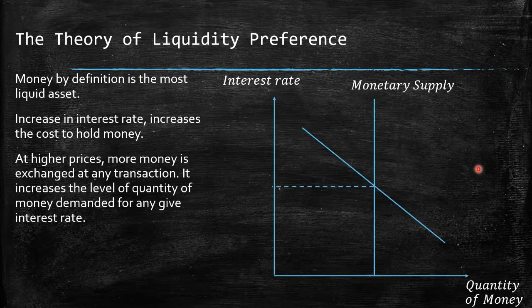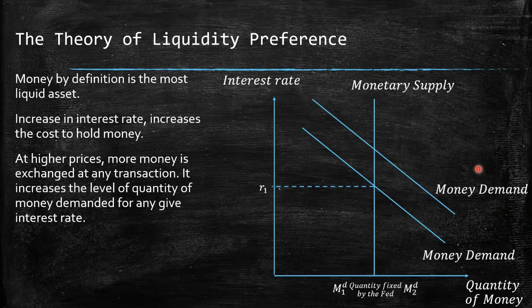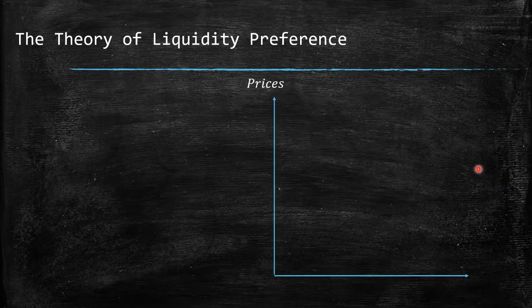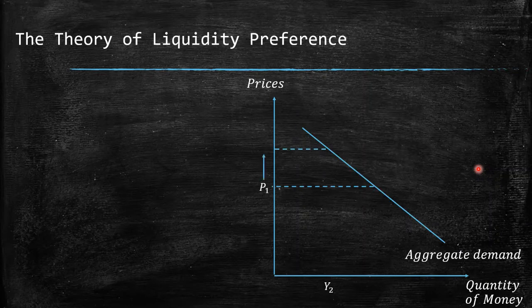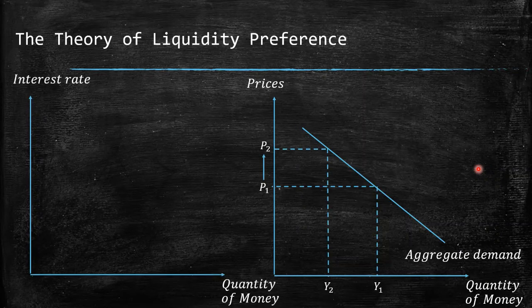So it increases the quantity of money demanded for any given interest rate. So in this part, we have an increase in prices, which automatically produces an increase, or shift to the right, of money demand. Under this situation, we have a shift to the right.